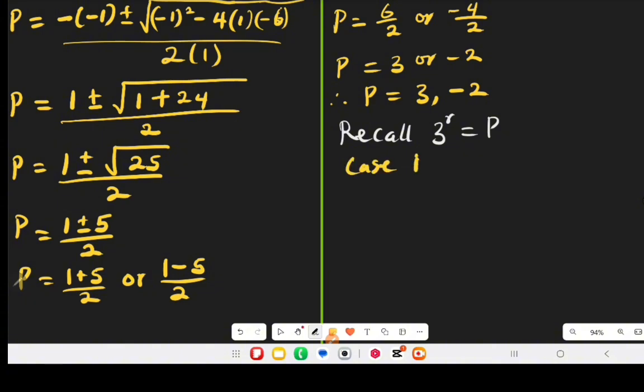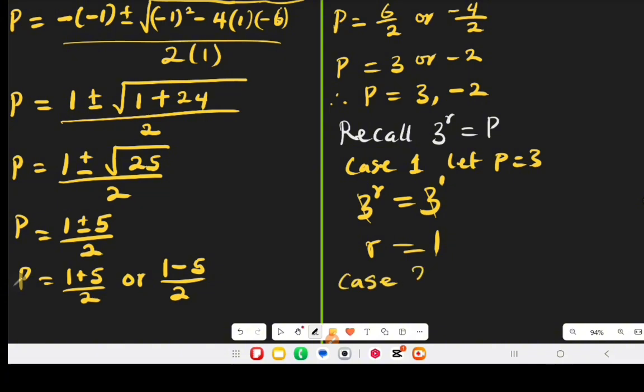Case 1, let p equal to 3. Now we have 3 raised to the power of r equal to p. Wherever we see p, we put 3, and this 3 is raised to the power of 1. We compare the base. Base 3 will cancel base 3, left with r equal to 1. Then case 2 is when p is equal to minus 2.